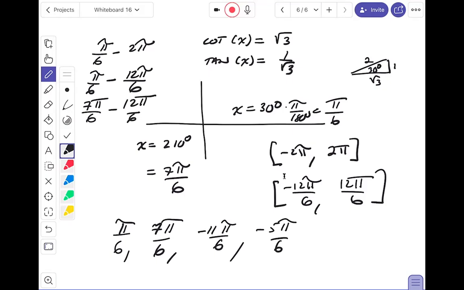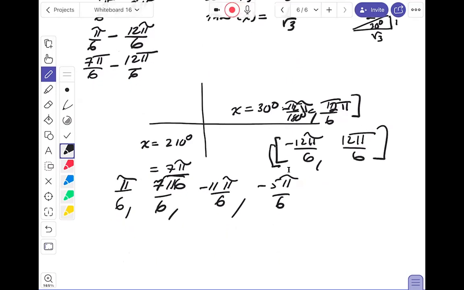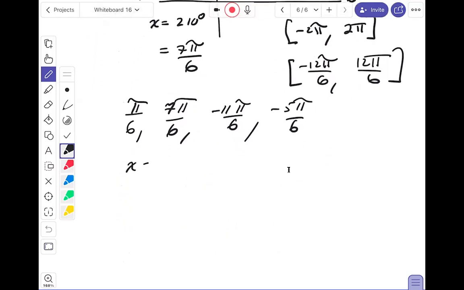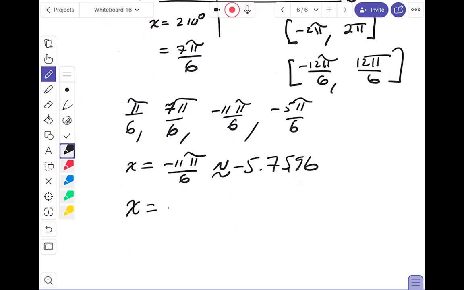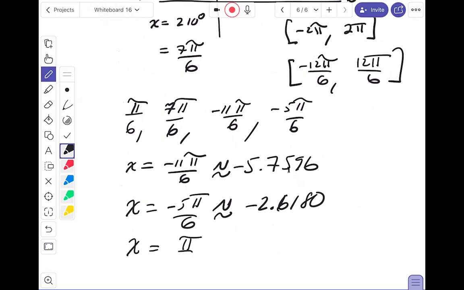And on the calculator, I want to put these numbers down in order for you. All right, starting with the smallest number there. So I'm going to say x equals minus 11 pi over 6. If you use your calculator, this number here would be minus 5.7596. X equals, the next number in order is minus 5 pi over 6. If you use your calculator, that number returns to be minus 2.6180.